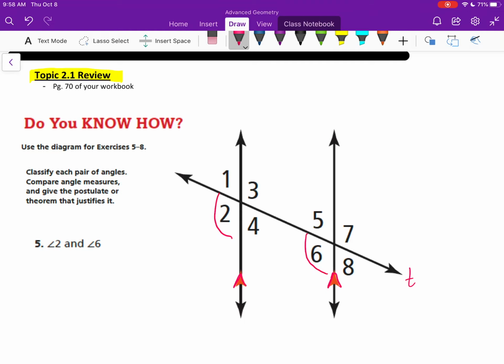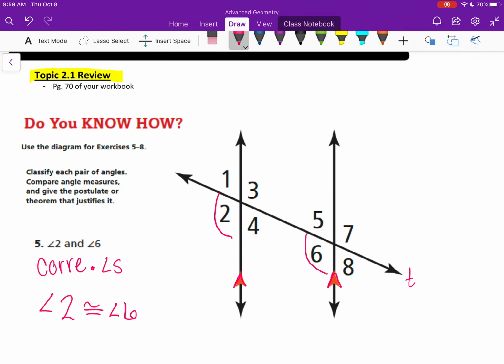We're going to use the theorems and the postulates that we have learned about to name this pair of angles and talk about their measures. If I'm looking at my theorems, I can see that they both are on the same side of the transversal in what looks like the same position of each of the parallel lines. That means that they are corresponding angles. And we learn in the corresponding angles theorem that corresponding angles are congruent if the lines are parallel. So we can state that angle 2 is congruent to angle 6.